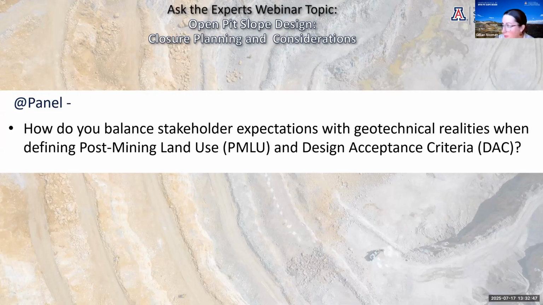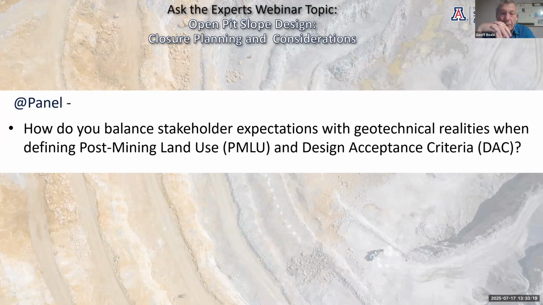So this came in through our live group asking the panel, how do you balance stakeholder expectations with geotechnical realities when you are defining post-mining land use, or PMLU, and or design acceptance criteria, or DAC? So this was not directed at anyone specifically. Would anyone feel inclined to start off? Yeah, I'll give it a shot.